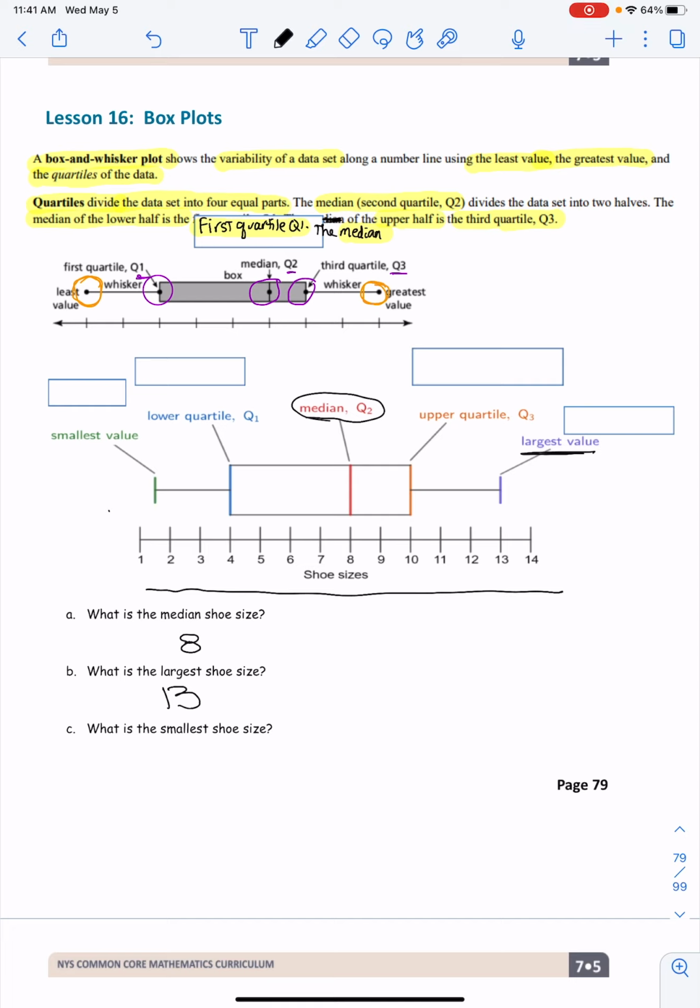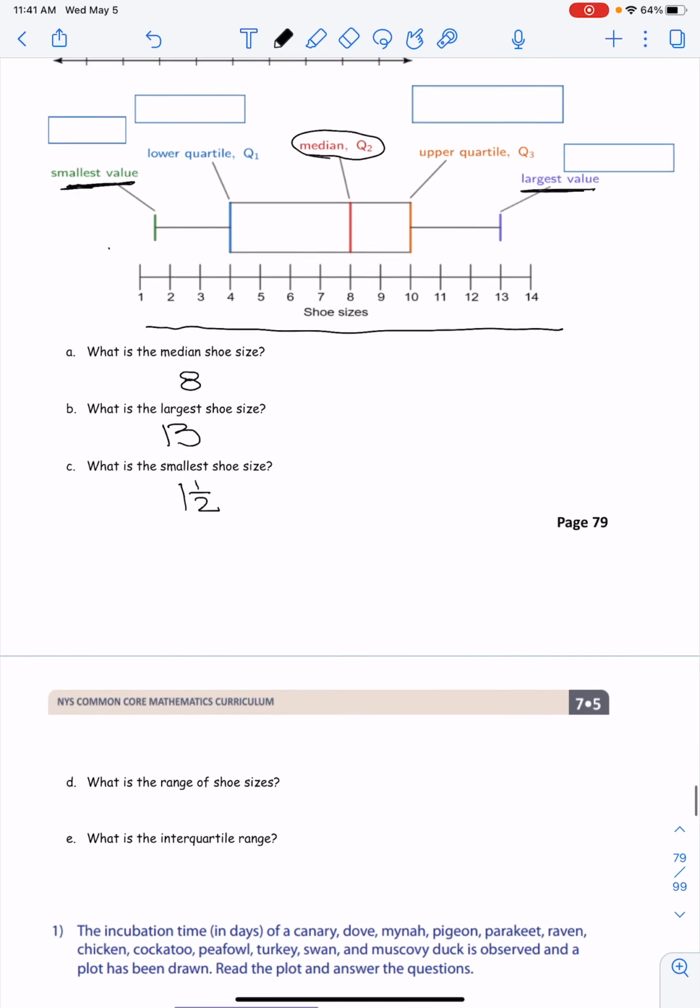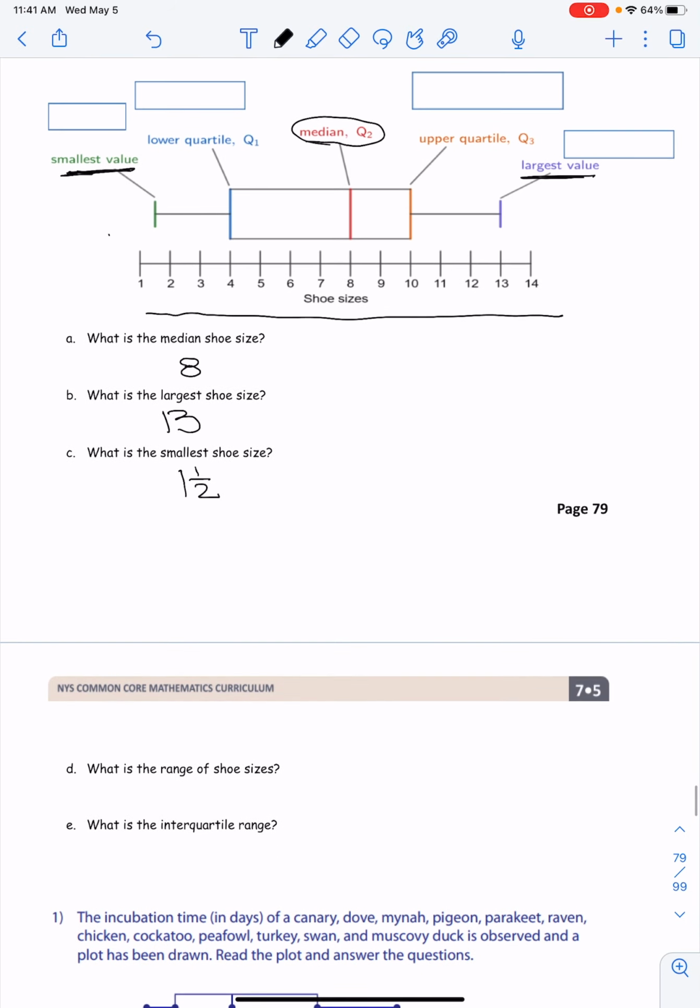What is the smallest shoe size? The smallest value. Notice it's not on an exact number, it's in the middle. That would be 1.5. I'm going to move this up so I can read the rest. It says, what is the range of the shoe sizes? We talked about that before. Our range is the difference between the largest and the smallest, so that is 11.5.